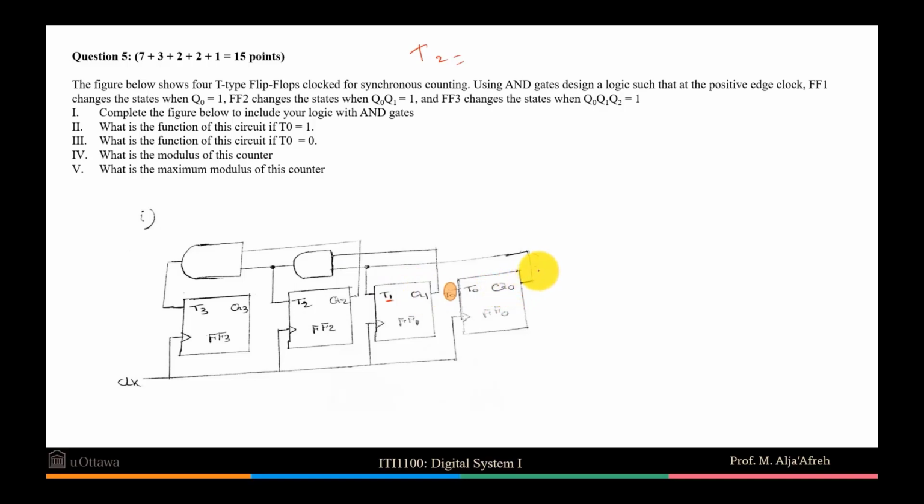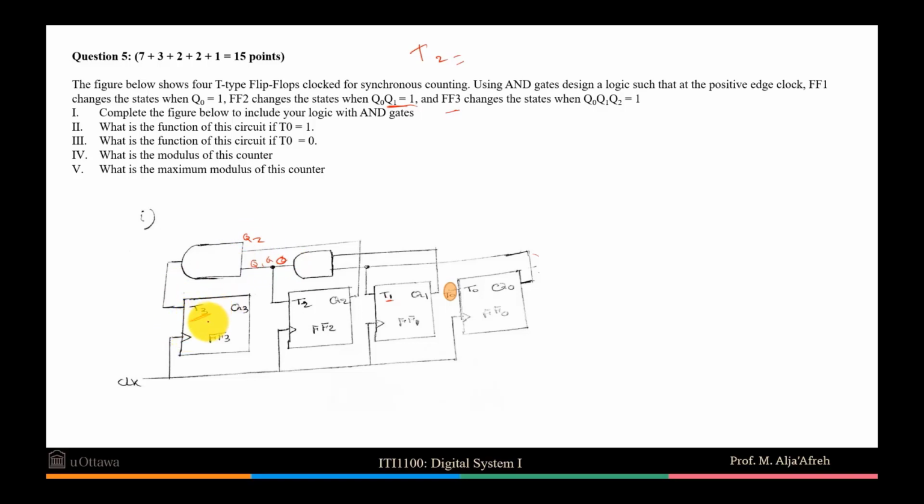Okay? As you can see, guys, flip-flop 3 changes state when Q0, Q1, and Q2 are equal to 1. That means an AND gate between Q1 and Q0, and this is Q2. So that is T3. Okay, so let's take a look at this.